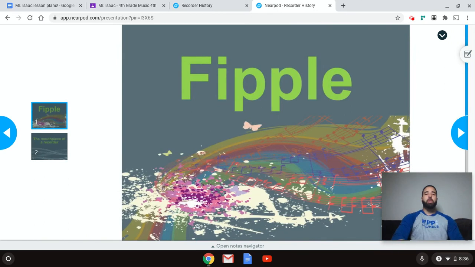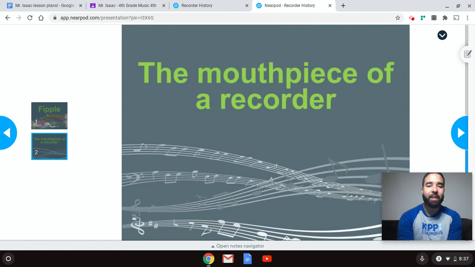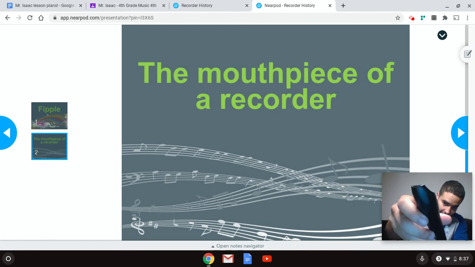Our first word, you should be on the slide that says this word. It says Fipple. Everyone say Fipple. All right. Fipple is the mouthpiece of a recorder. So if you're looking at the YouTube video right now, I'm showing the mouthpiece of the recorder. You can actually take this recorder apart. Not all recorders you can take apart, but this one you can. So for this sake, I'm going to take it apart. All right, you can look down here and see this is the mouthpiece right here.